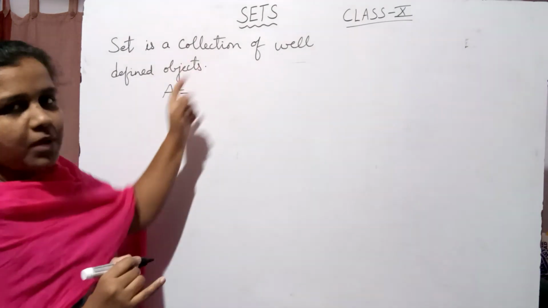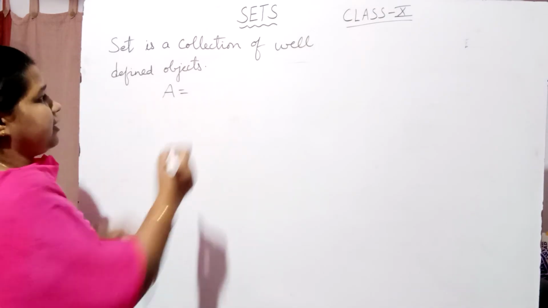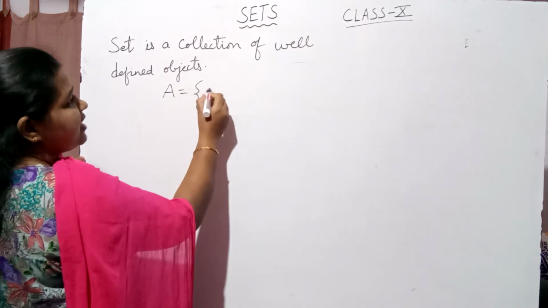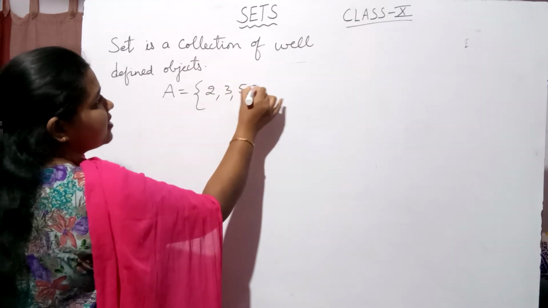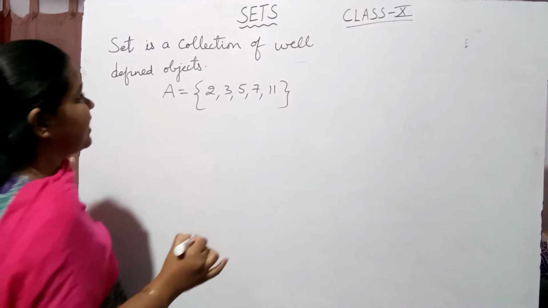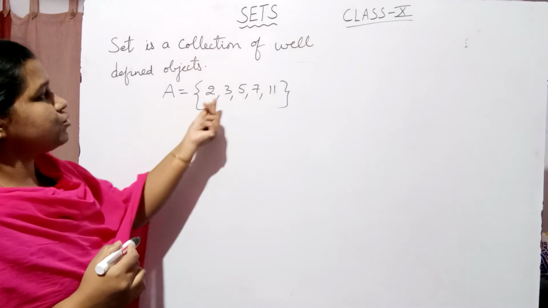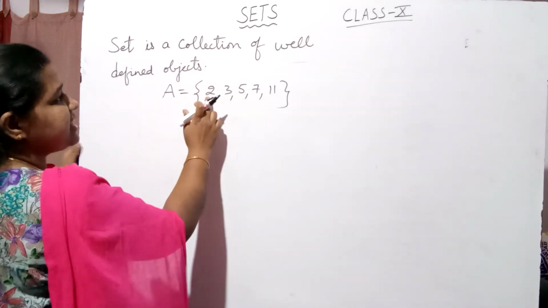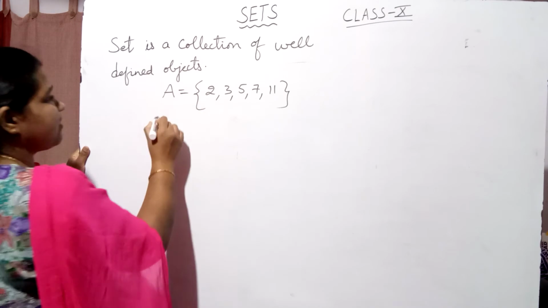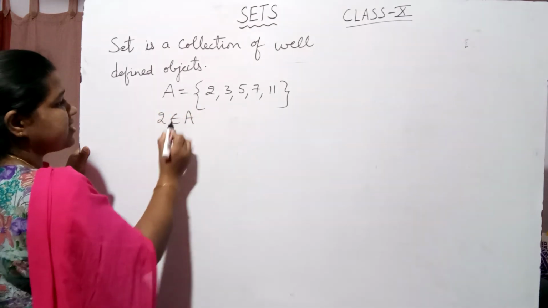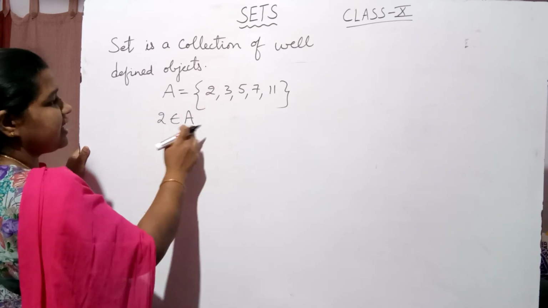Sets are always denoted by capital letters, capital A, capital X, capital Y, any alphabet. So A is equal to 2, 3, 5, 7, 11. These 2, 3, 5, 7, 11 are called elements of this set A. So we can write that 2 belongs to A. This is the belongs to symbol. Because 2 is an element belonging to this set A, we write 2 belongs to A.